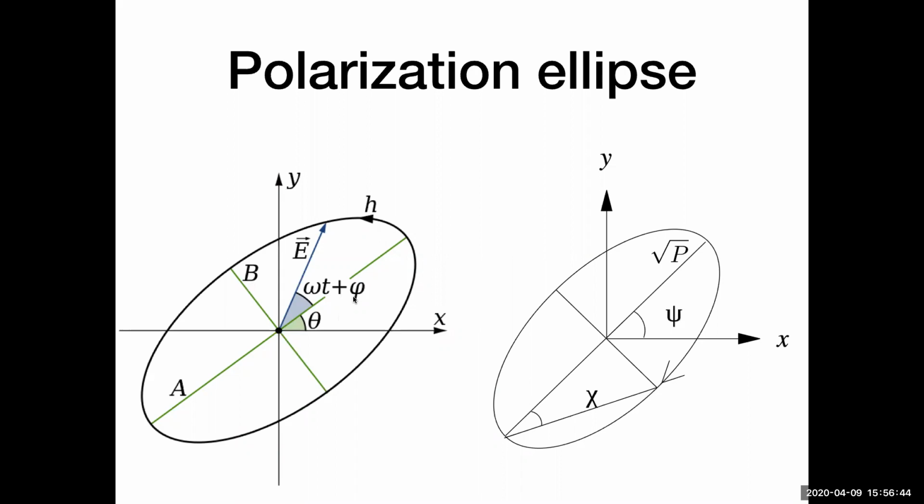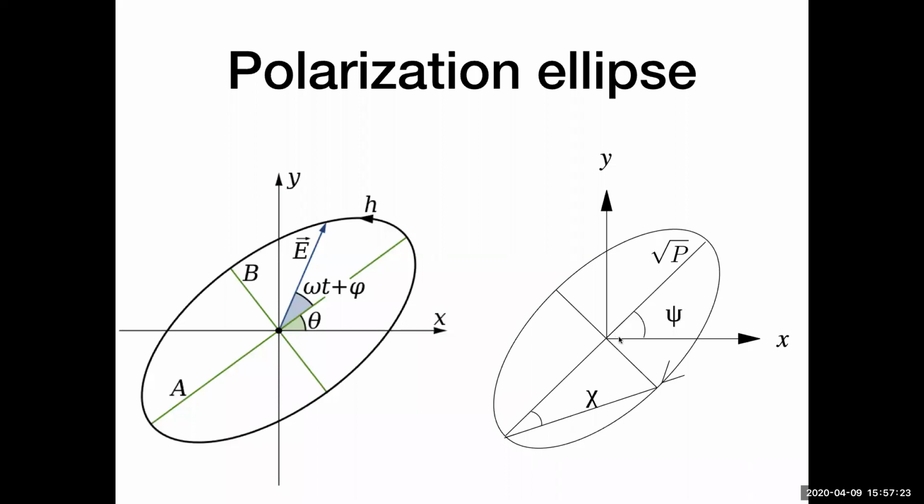But there are alternative combinations of parameters that you can use. For example, you could describe it as, again, a semi-major axis, which I've written as root P. Bear in mind, this is all in electric field units, because we're talking about the actual EM waves. But we can define parameters in intensity units, which is electric field squared, like power units. So we could define a parameter P in power units, and then the square root of P is the electric field amplitude, the semi-major axis.